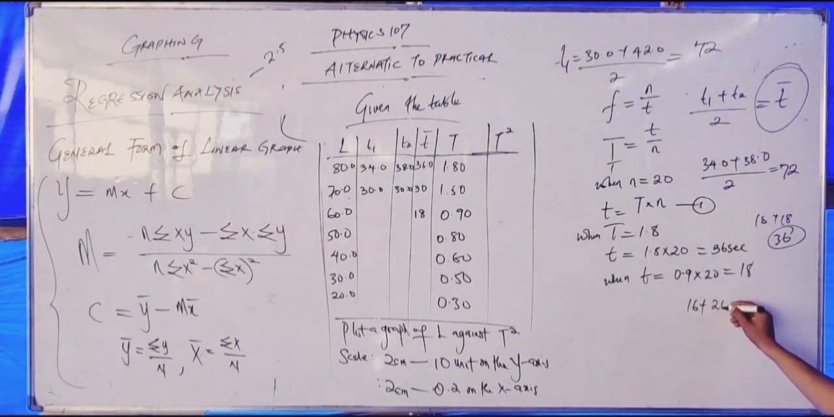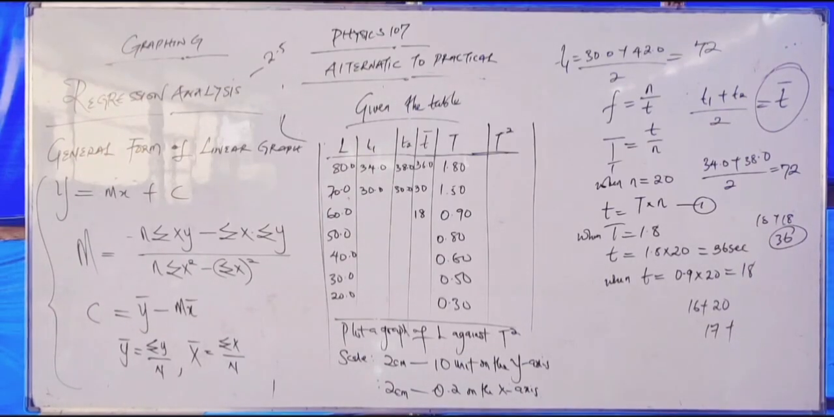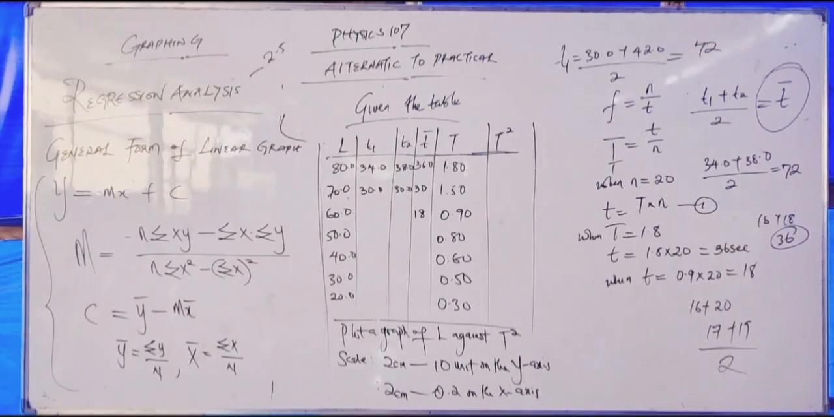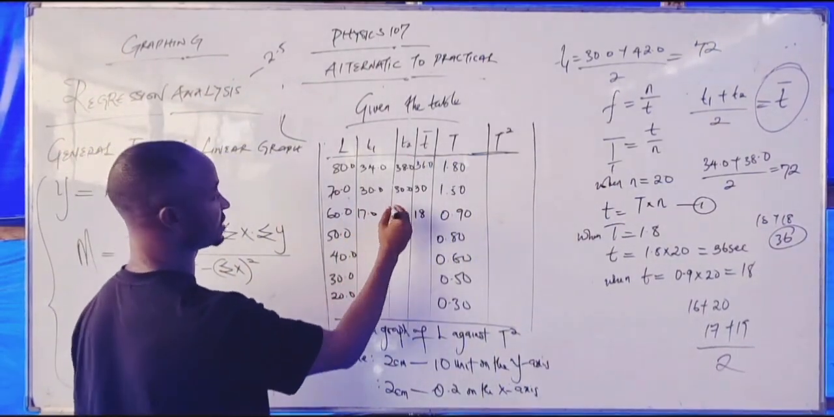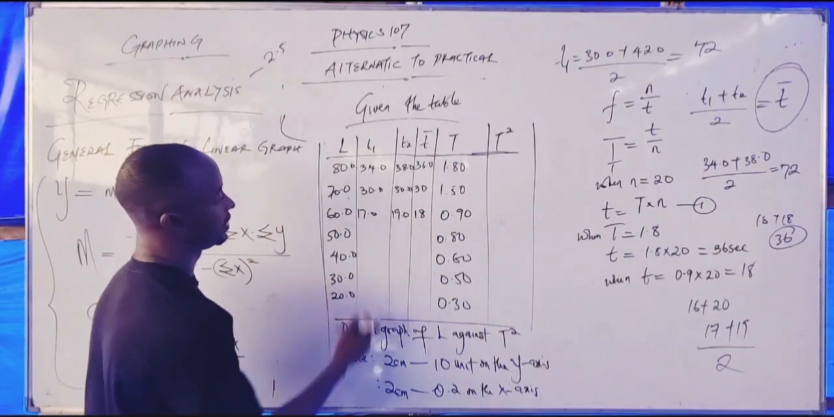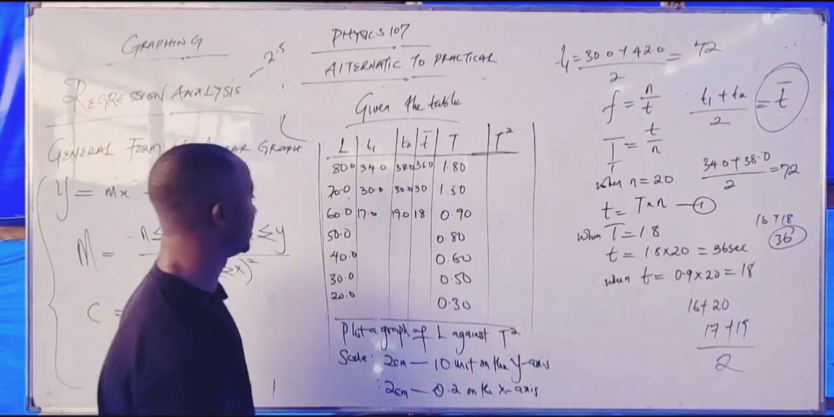Plus 20. Is the gap too much? What of 17 plus 19, divided by 2? This will give us 17.0 plus 19.0, right? When you add this up and divide by 2, it gives us 18. Do you understand? Okay, what's the next one?